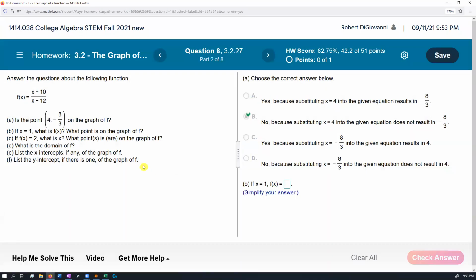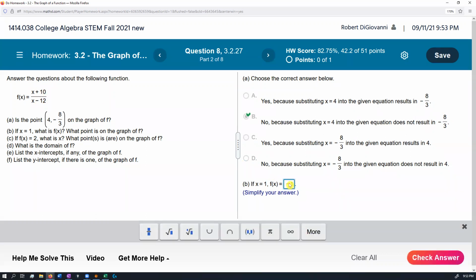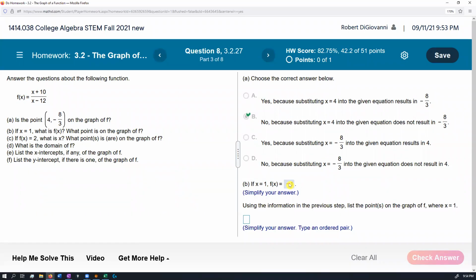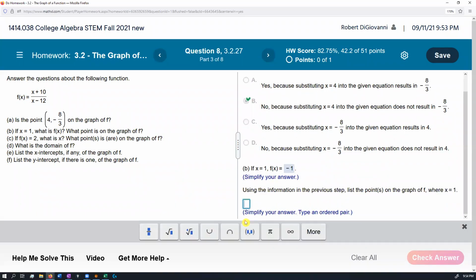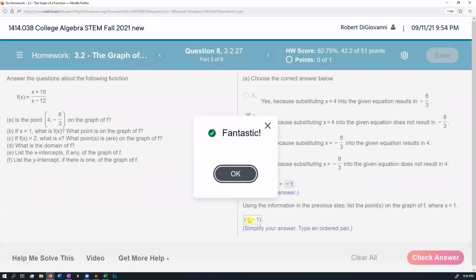Okay. Part B, if x is 1, what is f of x? What point is on the graph of f? Okay, so if we plug in 1 here, this will be easy. We get 11 on top, and 1 take away 12, we get negative 11. So 11 over negative 11 is negative 1. So we get negative 1. And then using that, what is the point on the graph? So this just means 1 comma negative 1. So we just want to be able to type in the point.